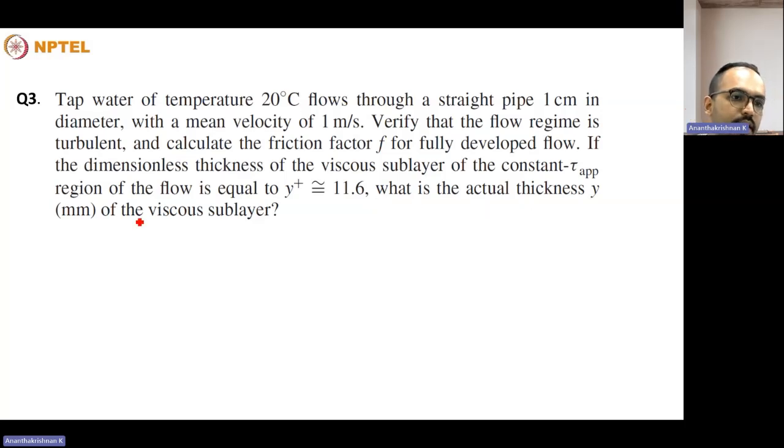So the viscous sublayer is at y plus 11.6. The dimensionless wall value of 11.6 is the region where the viscous stresses are dominant compared to the turbulent stress. The viscous forces are dominant over the turbulent forces. So in that region, the inertial forces will be balanced by the viscous forces. But beyond that, the turbulent eddy viscosity dominates over the kinematic viscosity term. So we need to calculate the actual value of y. It's a straightforward problem, you can try to solve it. I'll also try to solve it.